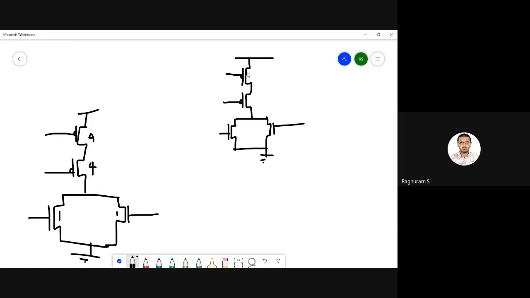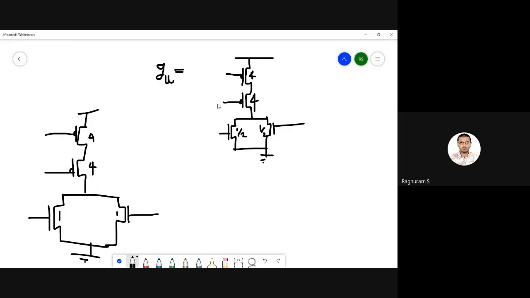4, 4. Repeat here also 4, 4. Here 1, 1, I don't need that much size. I don't care about the transition. So I make it 1 by 2, 1 by 2. So therefore, G U equal to, now this is a 2 input NOR gate. If you remember, logical effort is 5 by 3. So whatever you calculate for the high skew, it should be lesser than 5 by 3.